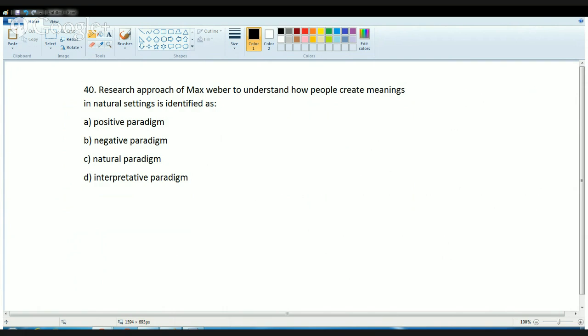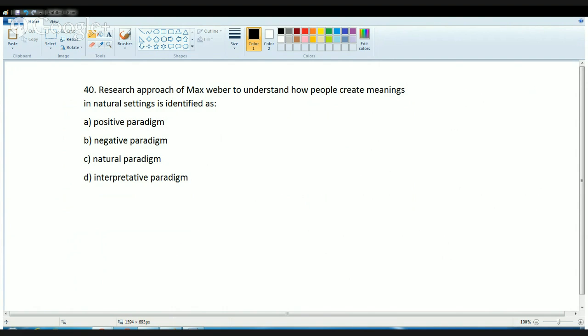So Max Weber talked about the interpretative paradigm, which explains how people create meaning in a natural setting, or how they try to interpret things. For example, if a person comes to my office and greets me nicely, my first thought might be: do I know this person, has he been to the office before, have I met him somewhere else?